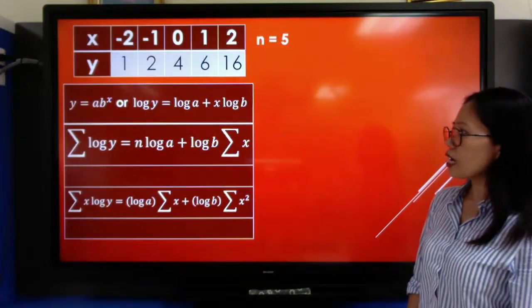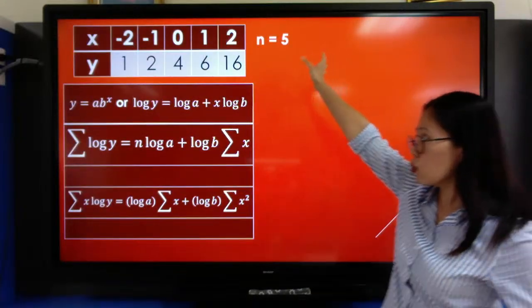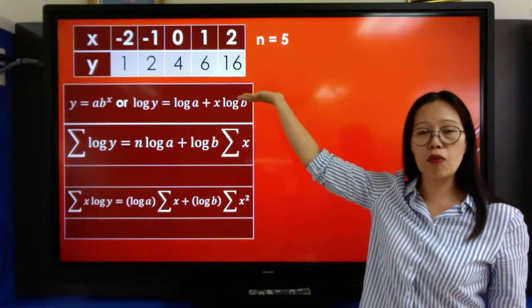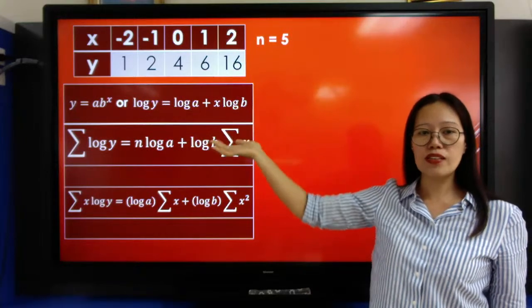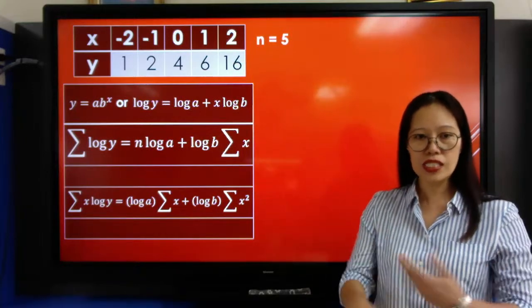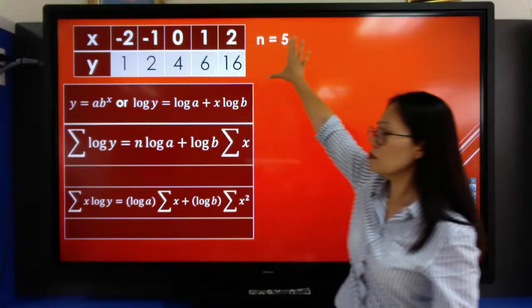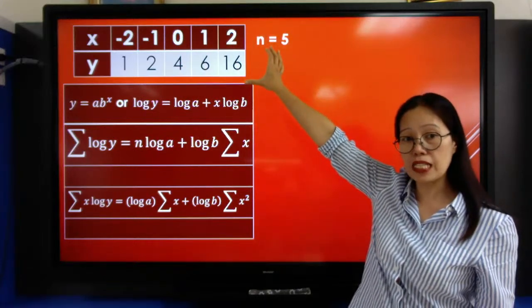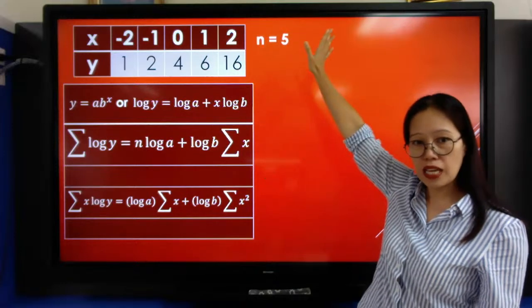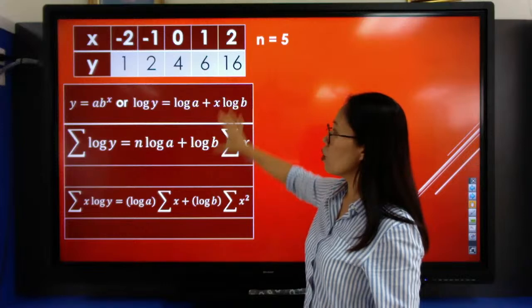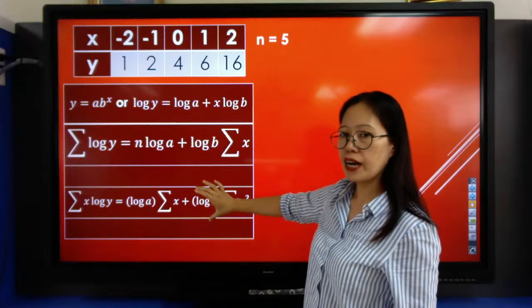All right, so last time we discussed this one, and we already know that this is an exponential function from our previous lesson, since we didn't finish it last time. So let's continue. Okay, so we have here our data. If we're going to graph this, we will be having an exponential function. So we have here already our 3 normal equations, right?